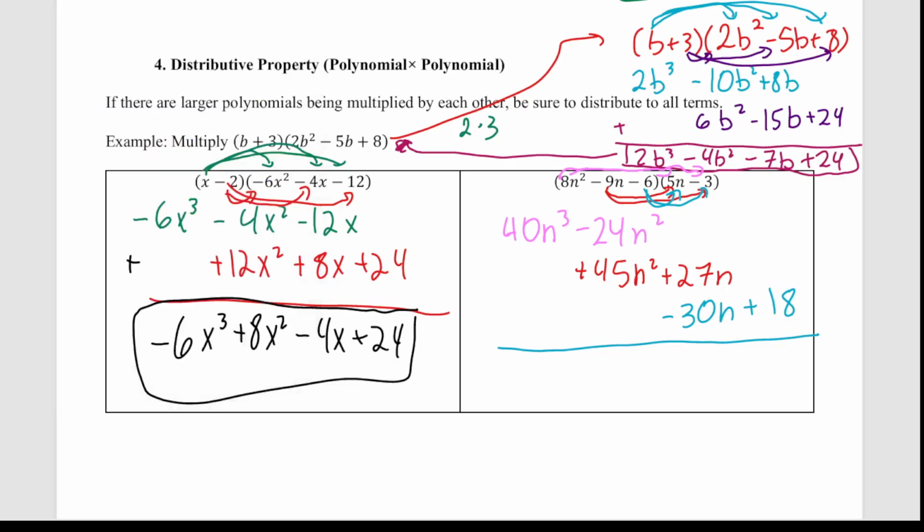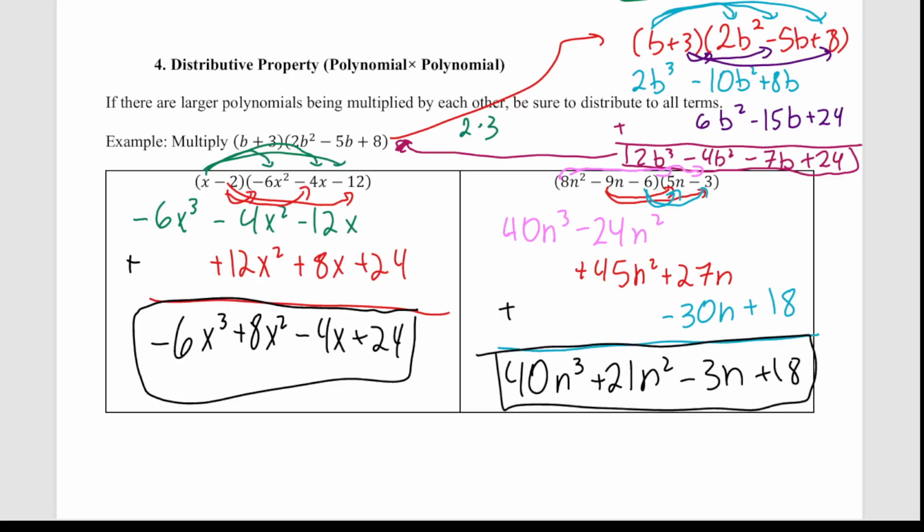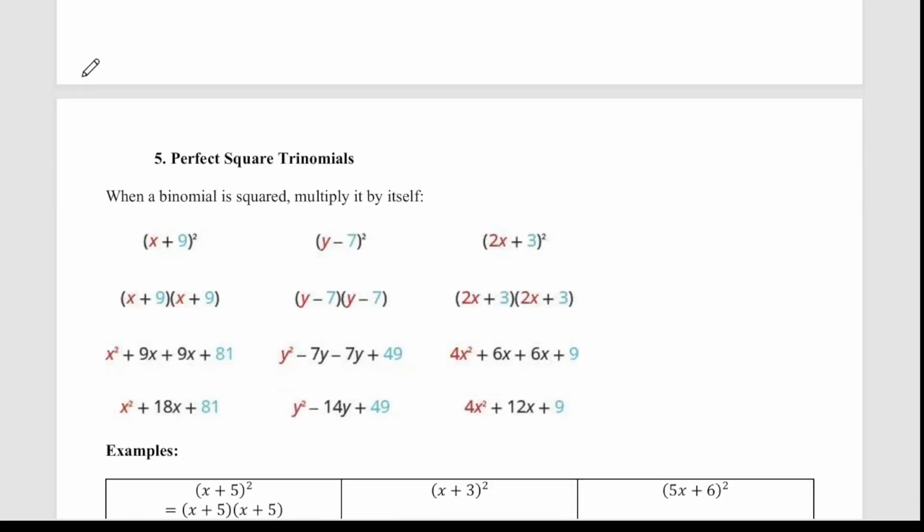And now we're ready to add straight down. And I know I did it right because I had 3 terms times 2 more terms. I should still have 6 total terms before simplification, which is what I have. 40n cubed is just going to drop straight down. It has no like terms. Negative 24n squared plus 45n squared is going to make positive 21n squared. 27n minus 30n will give us negative 3n. And then the 18 has no like terms, so it's going to just stay exactly as is.